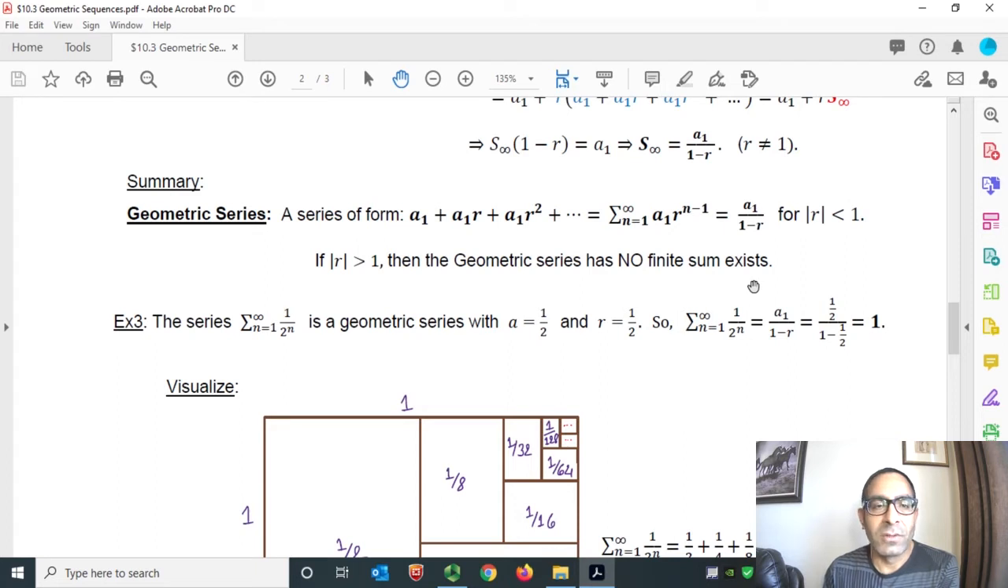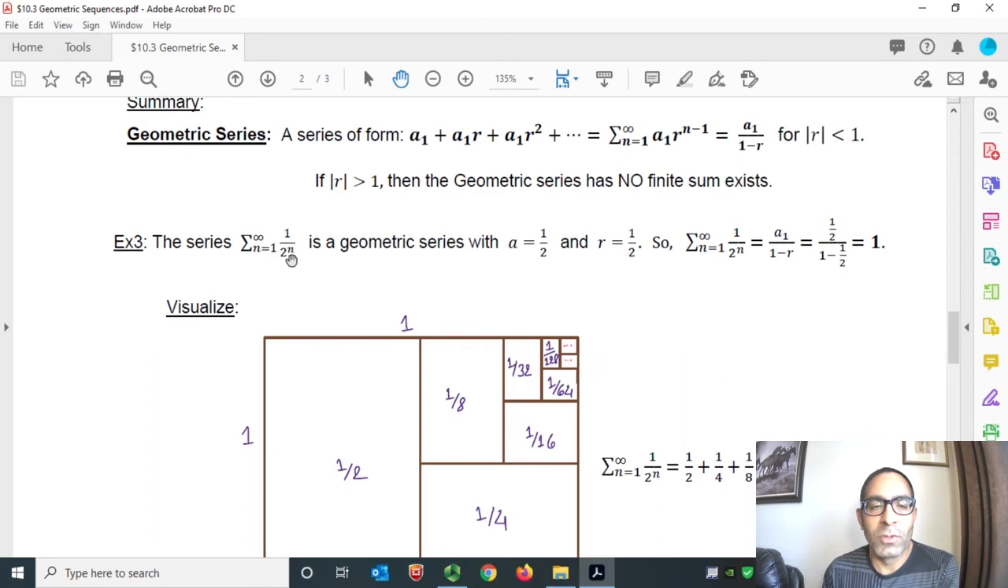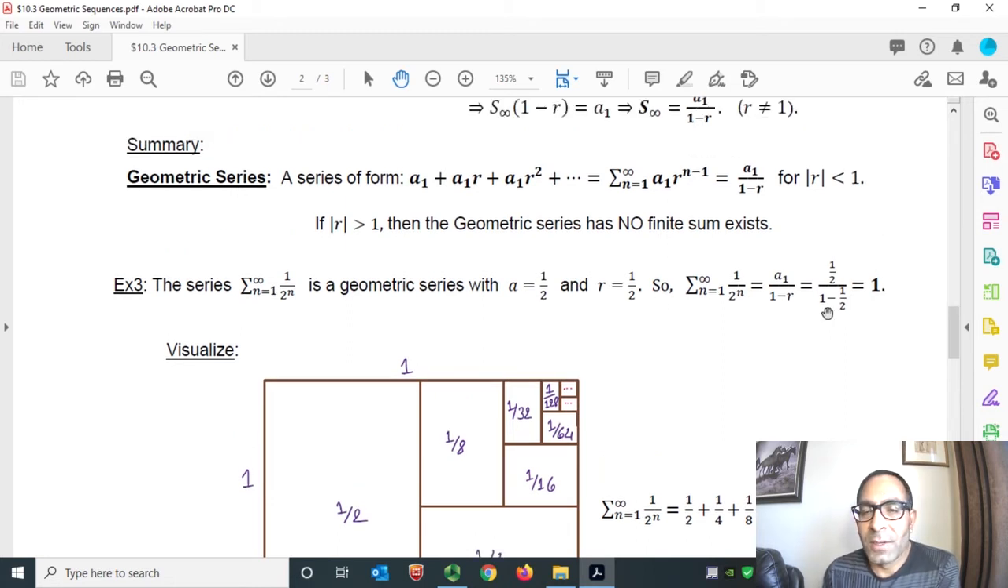Great. So now let's do example 3. The series of 1 over 2 to the n, summation from 1 to infinity, is a geometric series with first term 1 half, common ratio 1 half. So this infinite sum turns out, by this formula, first term over 1 minus the common ratio: first term is 1 half, over 1 minus the common ratio, 1 half. Simplifying this fraction gives us 1. Awesome. I hope this computation makes sense to you all.